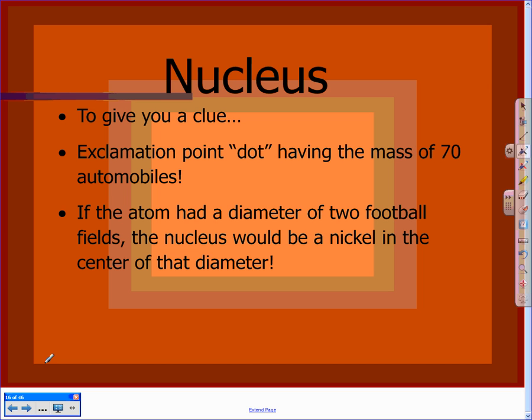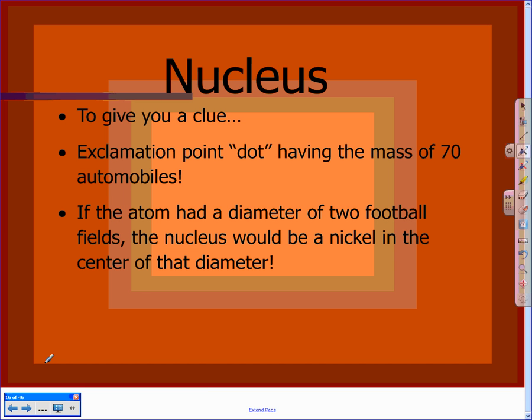Now, to give you an idea of the size of the nucleus, if you were to look at the dot on an exclamation point in a 12-point font, that dot would have the mass of 70 automobiles. The nucleus was an incredibly dense region, denser than almost anything else that we know of.